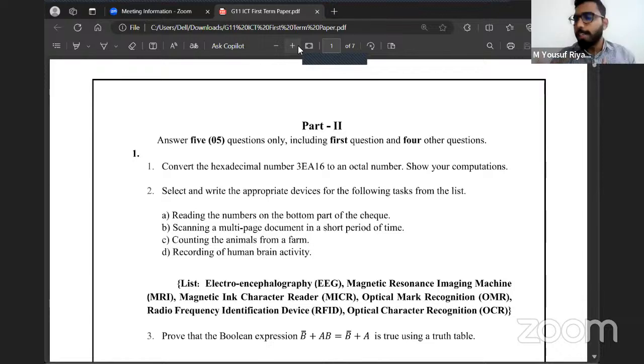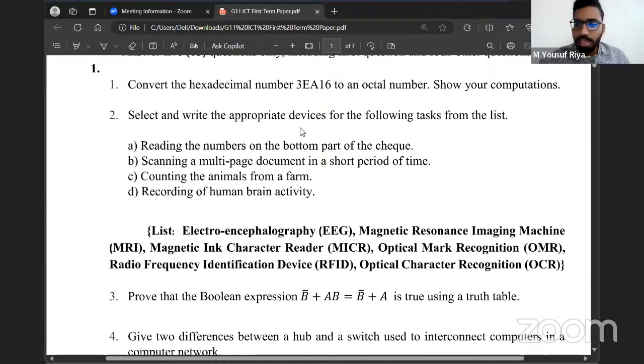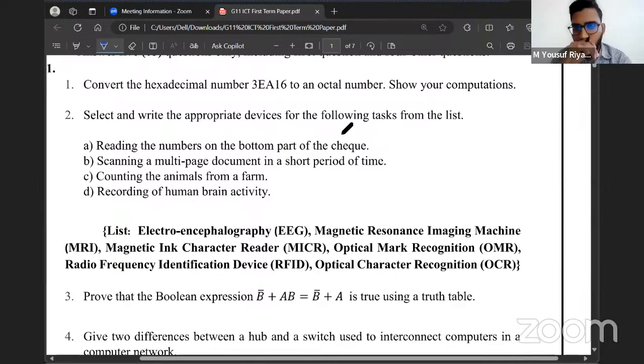We are going to do it parallelly. I'm not going to give you all the answers early on. We are going to do it parallelly. So let's start. The first question here is about converting the hexadecimal number 3EA16 to an octal number.